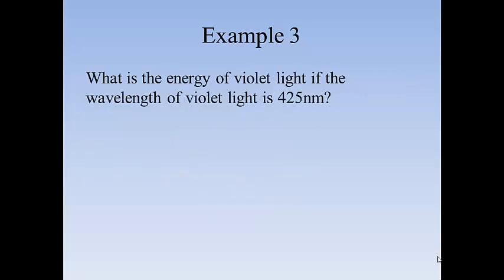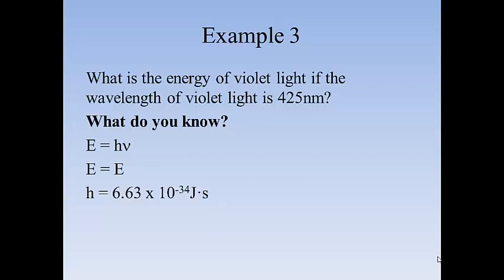You have some violet light with a wavelength of 425 nanometers. What is the energy? Go. The answer is 4.68 times 10 to the minus 19th joules. How did we get this? What do you know? You know E equals h nu. You know E equals E because that's what we're asking for.